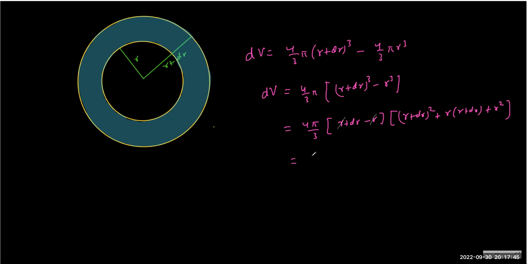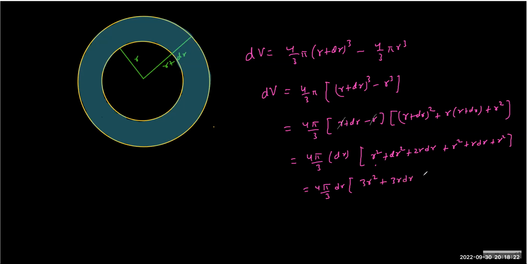So you can see something interesting. What we're getting is 4 by 3 dr, and this I need to expand. The way of expanding is simple. You can add a square plus b square plus ab. Same here, r square plus r dr, and then again r square. So see what you're getting exactly. We're going to get 3r square, very nice, and then 3r dr and dr square.